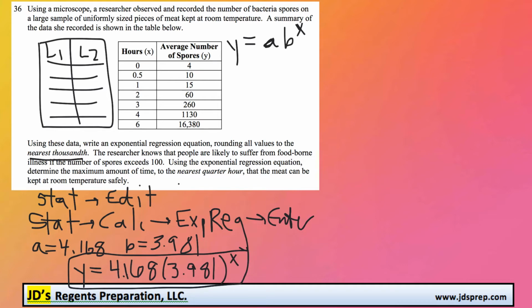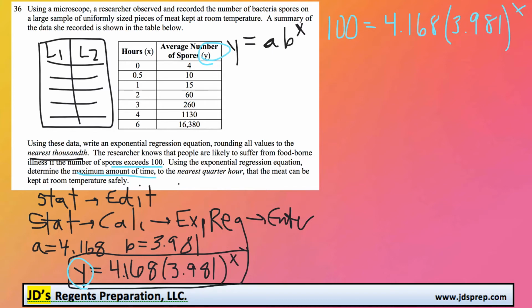Now, for part 2 of the question, it says that people are likely to suffer from foodborne illness if the number of spores exceeds 100, the number of spores being our y variable. So we're going to replace the y variable in the equation we just figured out with that number, 100. And by doing that and solving for x, we would be able to figure out the maximum amount of time that the meat can be kept at room temperature.